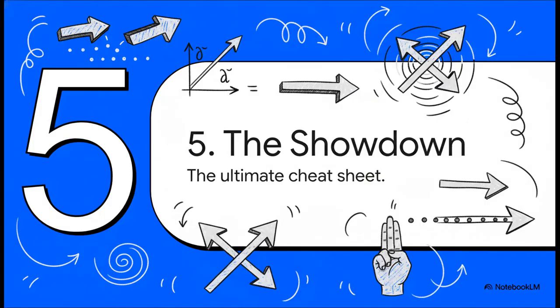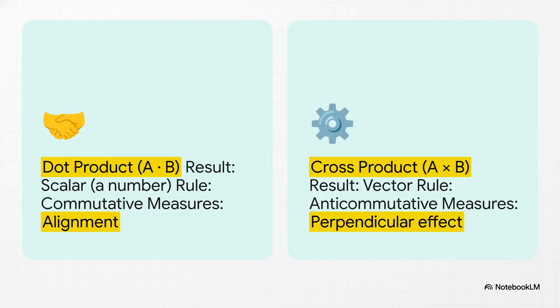All right, let's bring it all home. Time for the final showdown. If you only remember one thing from this whole explainer, make it what you're about to see. Okay, here it is. The ultimate cheat sheet. On the one side, you've got the dot product. The result is a scalar, a number. It's driven by cosine. The order doesn't matter. It's commutative. And its job is to measure alignment.